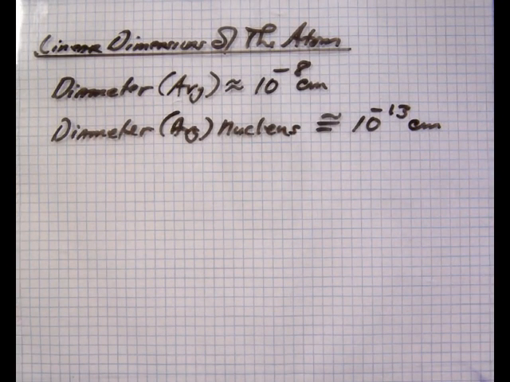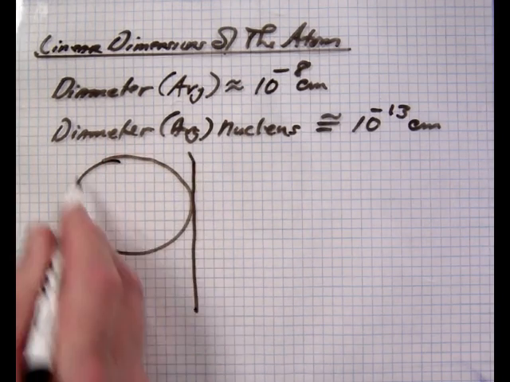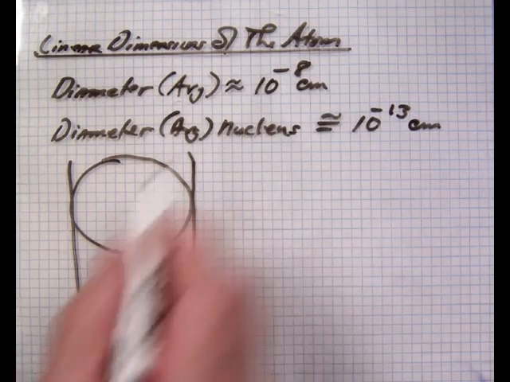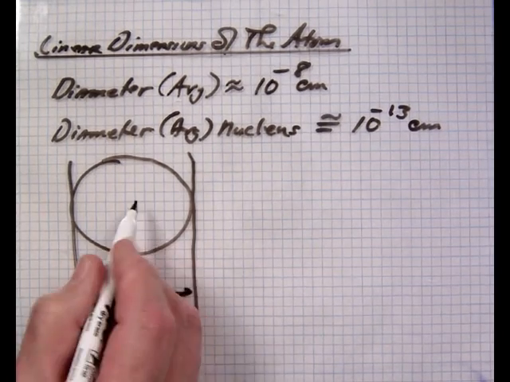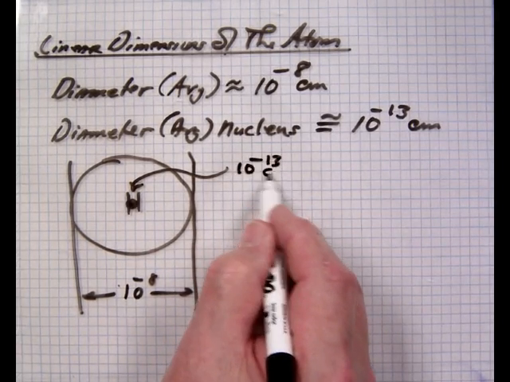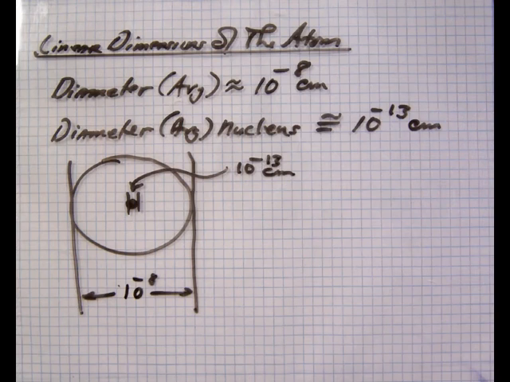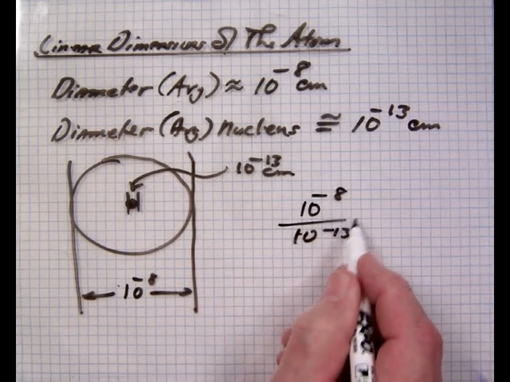So what we're asking you is how many nuclei does it take to go all the way across the average atom? So we take an average atom that has a diameter of 10 to the minus 8th across here, and then you have a nucleus that has a diameter of 10 to the minus 13th of a centimeter. Well, how many 10 to the minus 13s will go into a 10 to the minus 8? See what I'm telling you? How many little nuclei will it take to go across the diameter? Well, if we take 10 to the minus 8 divided by 10 to the minus 13, we get 100,000.